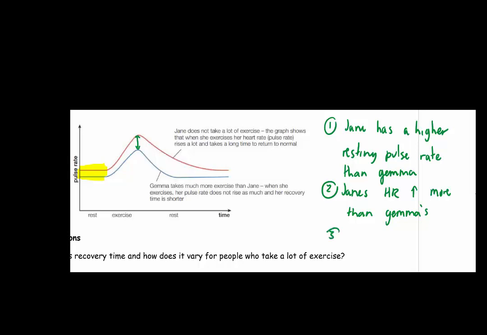The third trend we can see then is all about recovery. So at this point, Gemma's heart rate has returned to normal. At this point, Jane's has returned to normal. So the third trend we would say then is Gemma has a shorter recovery time than Jane. And that's the end of this topic.